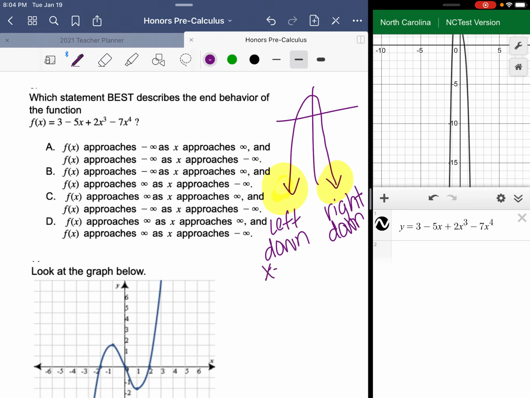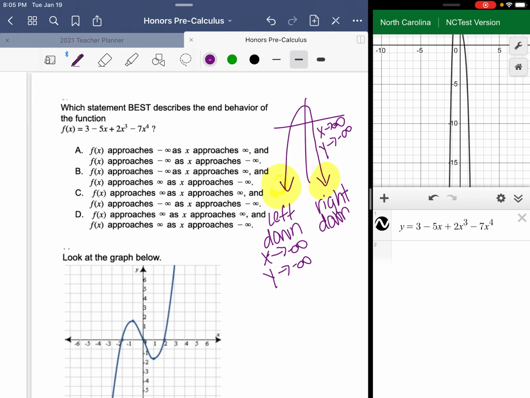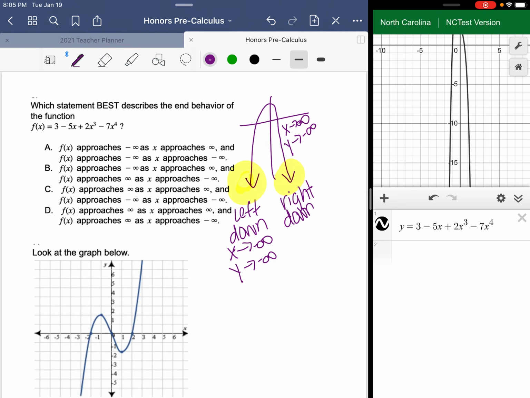So if I'm on the left, x is going to be approaching negative infinity, as y approaches negative infinity, because I'm going down. And then on the right, x is going to be approaching positive infinity, because we are going to the right, and y is going to be going to negative infinity because we're going down. So when I read this, I've got to be very careful, because when I'm looking at my pieces, it starts with my y value and then it gives me my x value. So I kind of got to read it backwards.